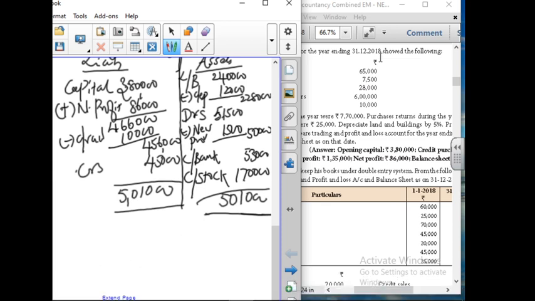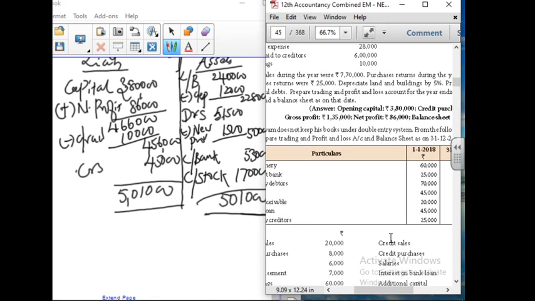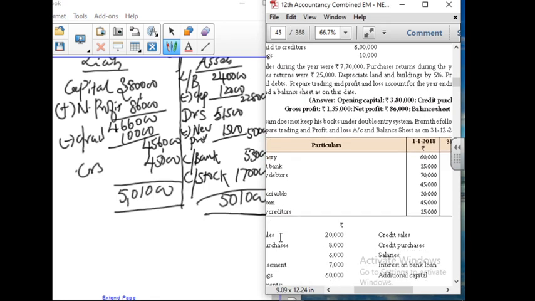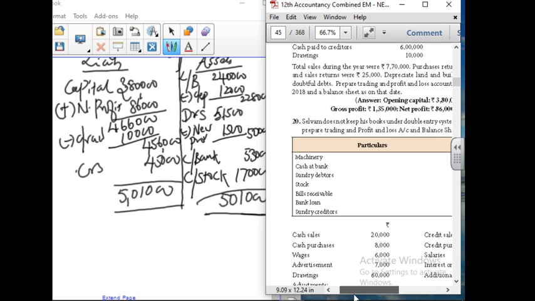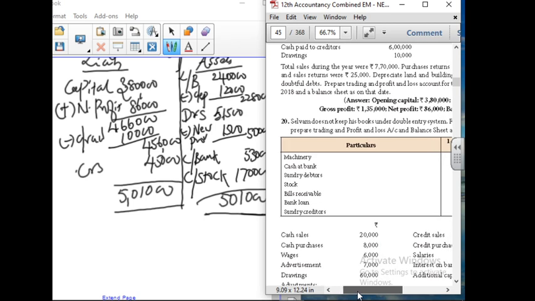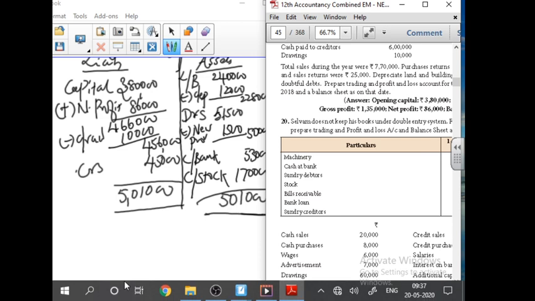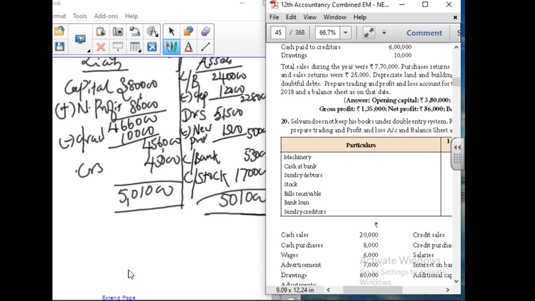Next, we'll move on to the next problem, question number 20. With this, I think we are going to complete the chapter of single entry. And these are very important problems from the examination point of view. There are only a few questions in this chapter for single entry.